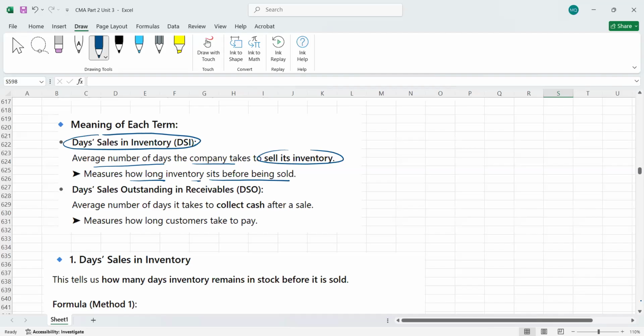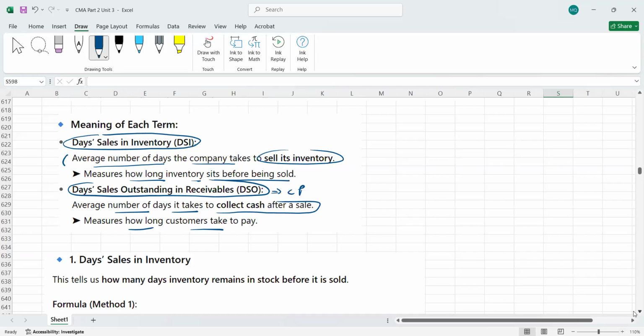It's the same interpretation. Now the second thing in the operating cycle is days sales outstanding in receivables, which is also called the collection period. It measures the average number of days it takes to collect cash after a sale, that is, how many days we are taking to collect the cash from the customer, from the point of sale till the collection of cash. In other words, it measures how long customers take to pay.